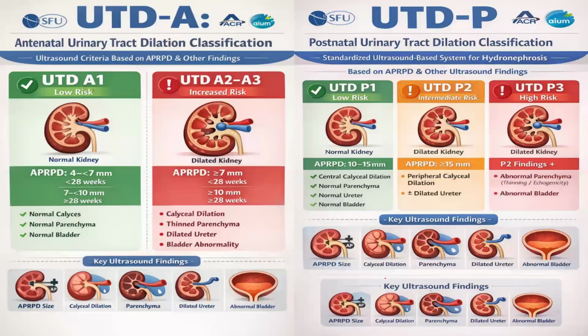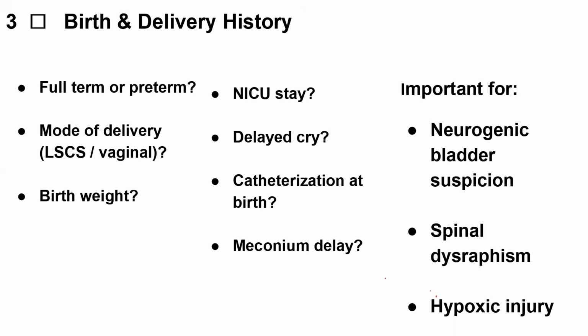Yes, sir. This is the UTD A and P classification as described. Now, the other important history is birth and delivery history. Full term or preterm birth, mode of delivery, whether LSCS or vaginal, birth weight, then whether there was a post-delivery NICU stay, delayed cry, catheterization at birth, or meconium delay. All these histories are important for suspicion of neurogenic bladder, spinal dysraphism, or hypoxic injuries.